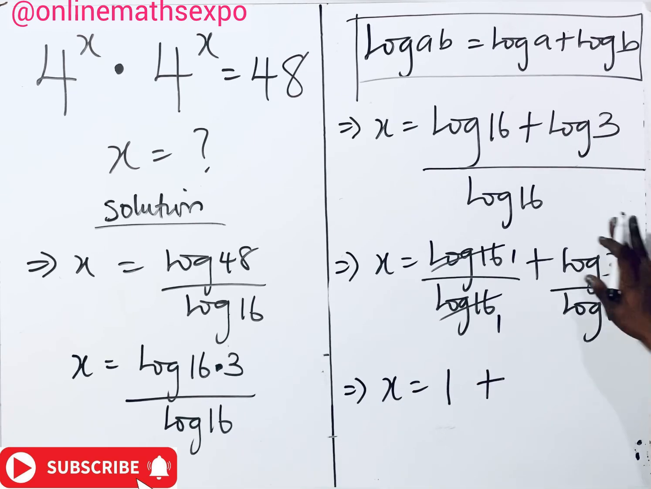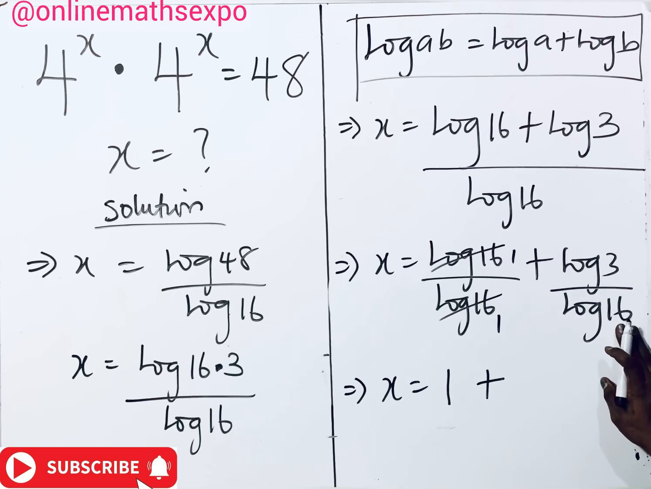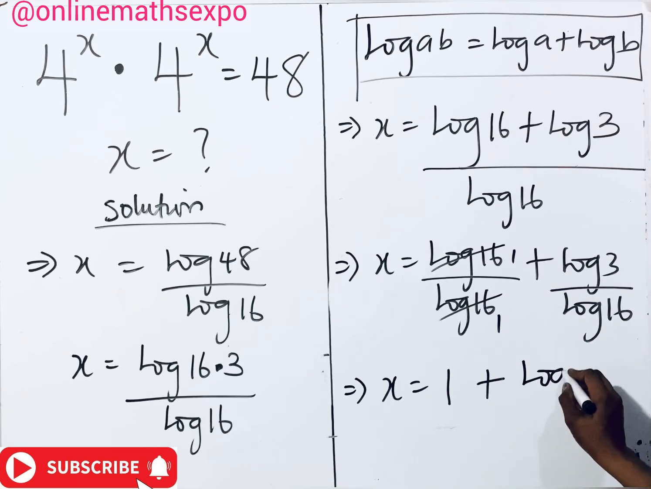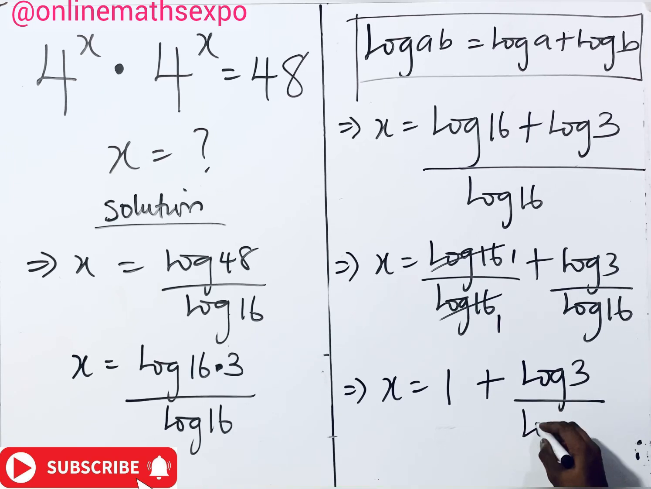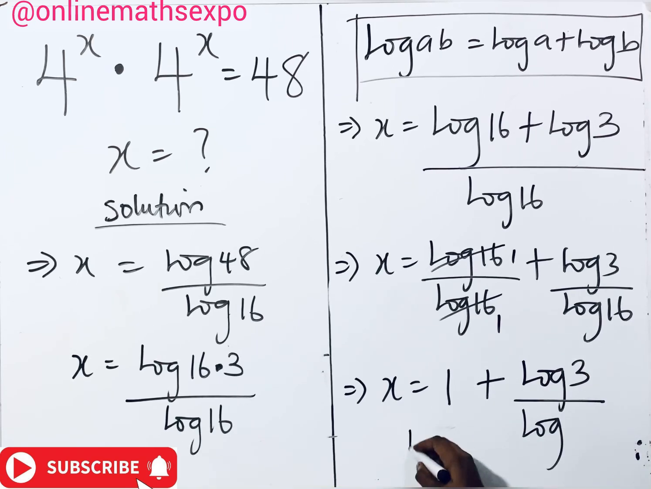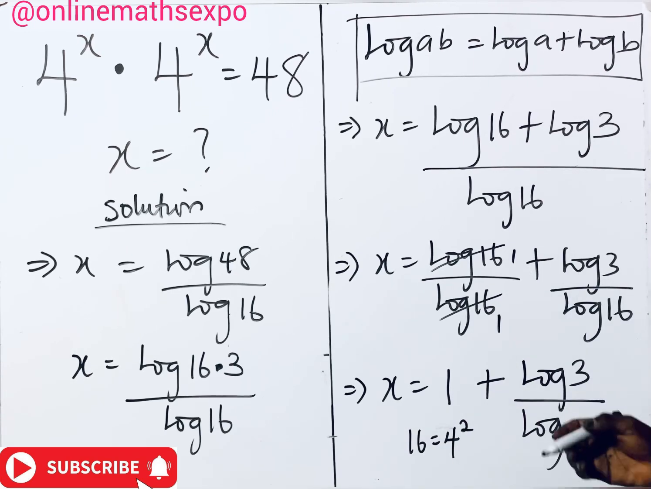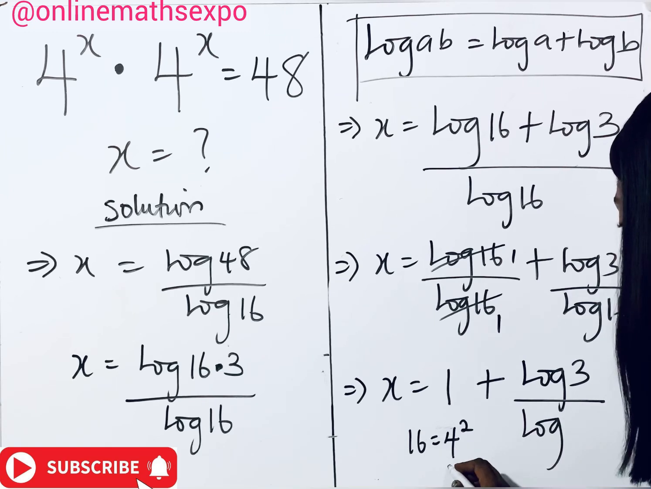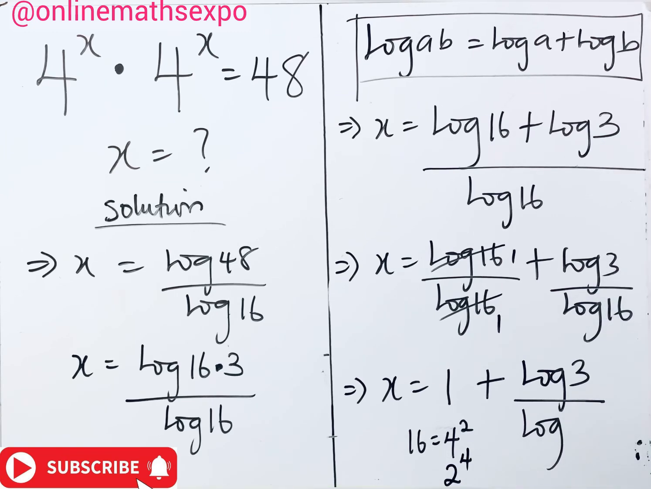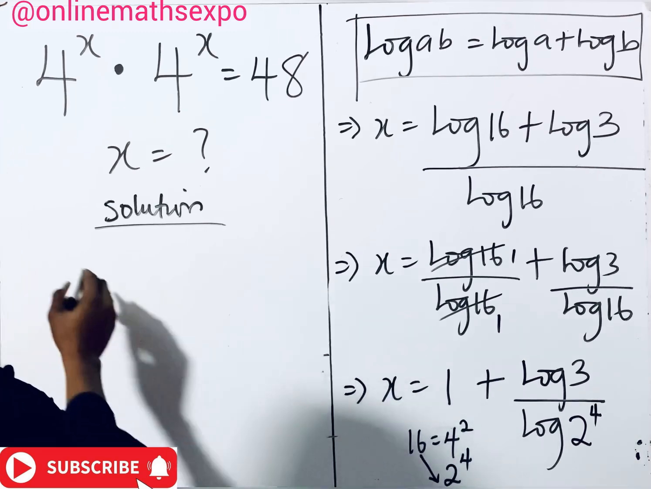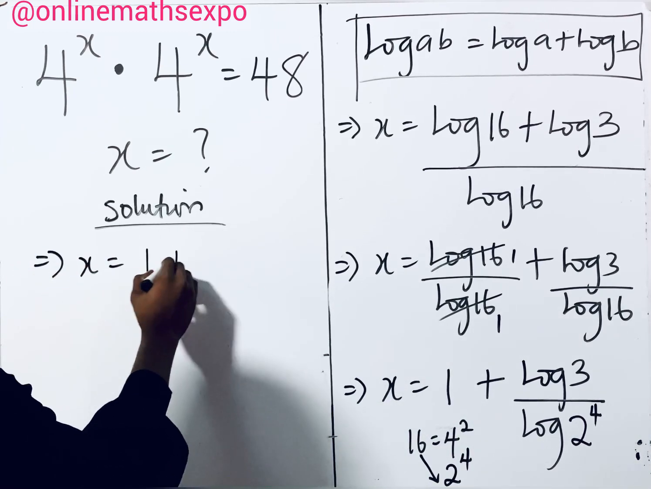Now we need to simplify this. 16 is not yet simplified. So we can have log of 3 divided by log of 16. 16 is the same thing as 4 raised to the power of 2, 4 multiplied 2 times, which you can also write as 2 multiplied 4 times. So let's choose the simplified form, which is this, okay? So we can now take this 16 as 2 to the power of 4, replacing the value of 16. From here, we now have x is equal to 1 plus.